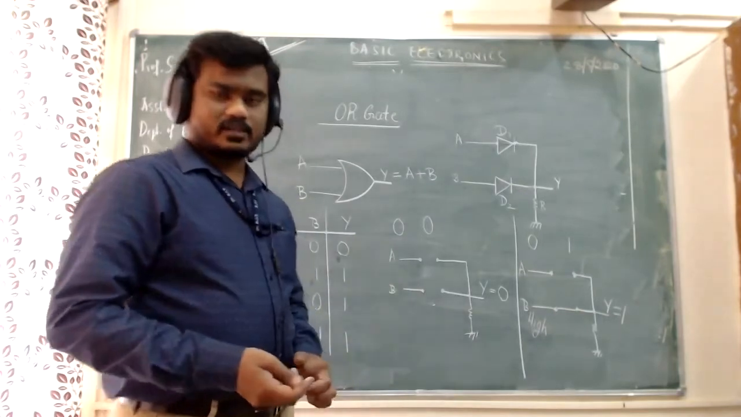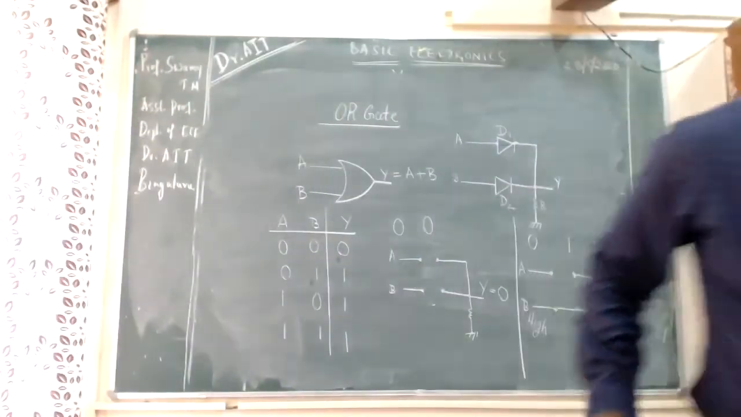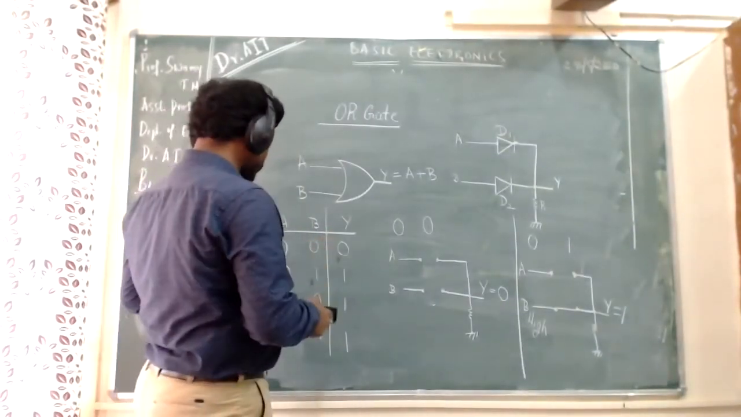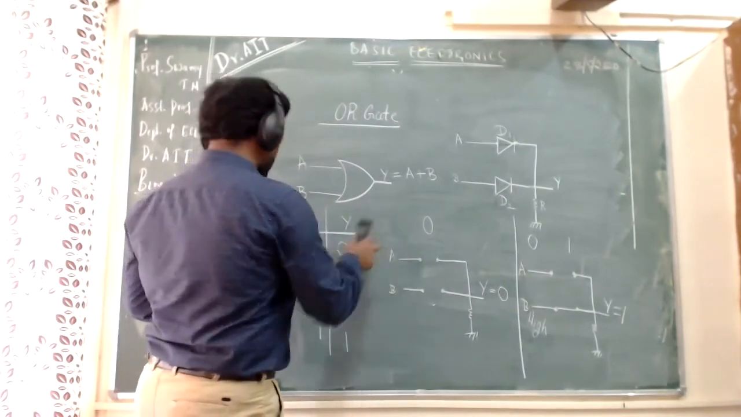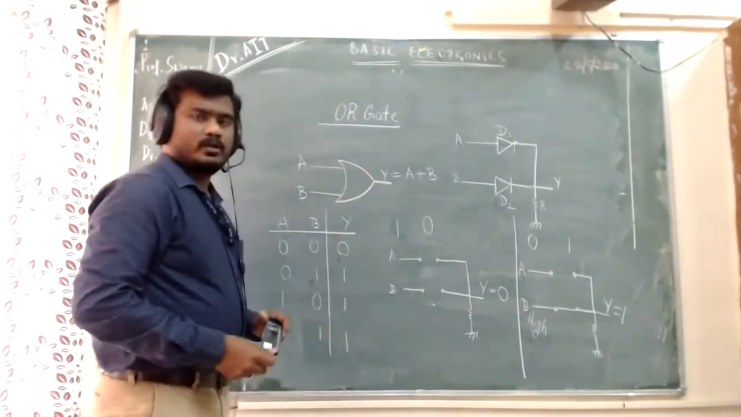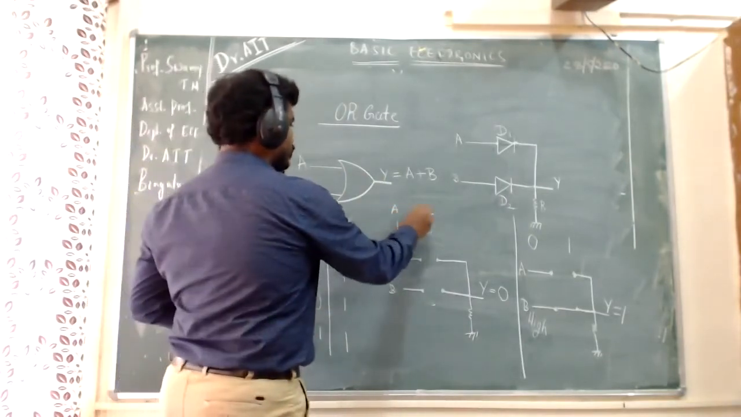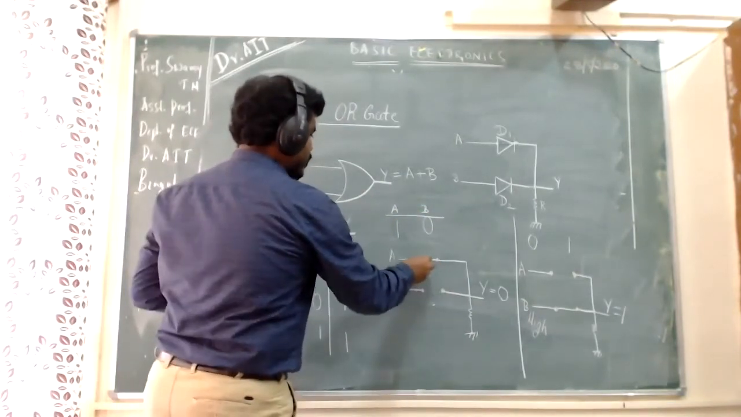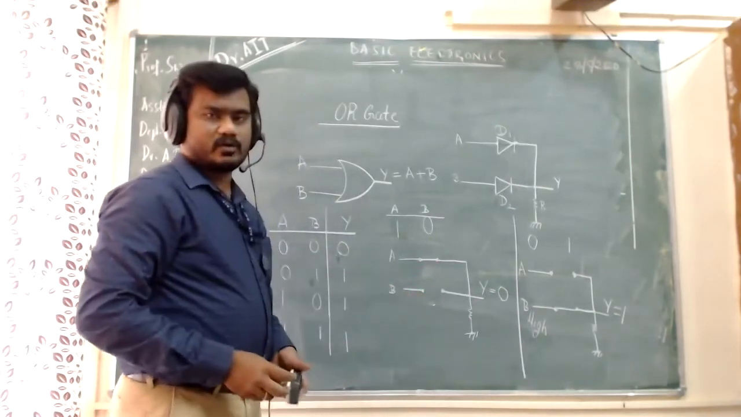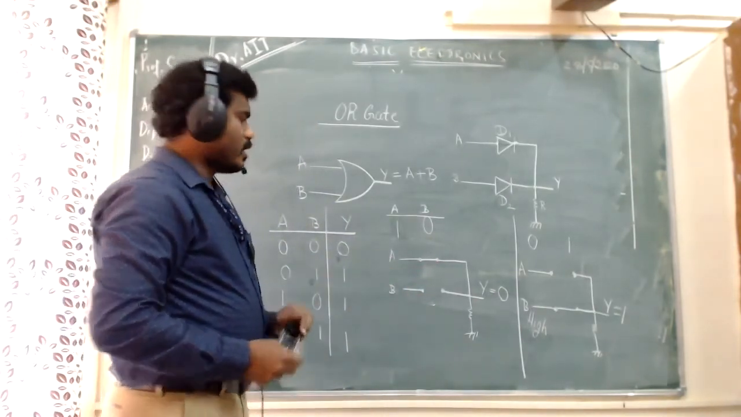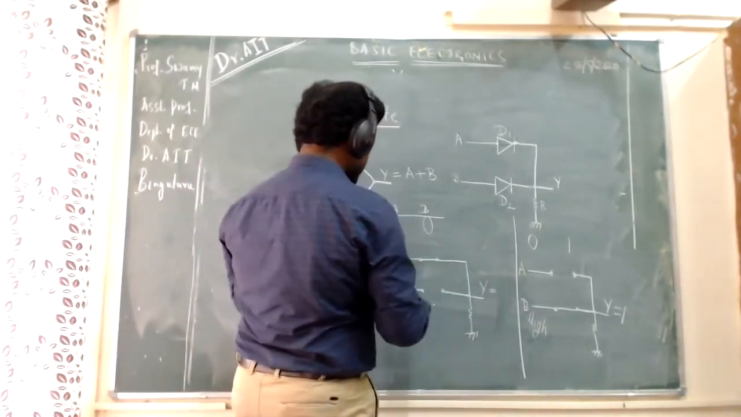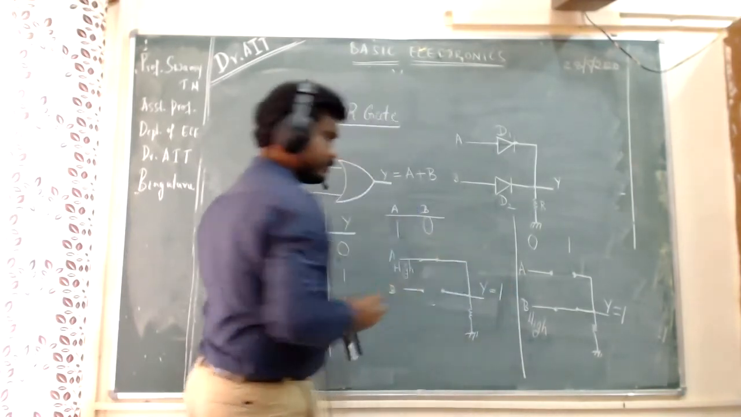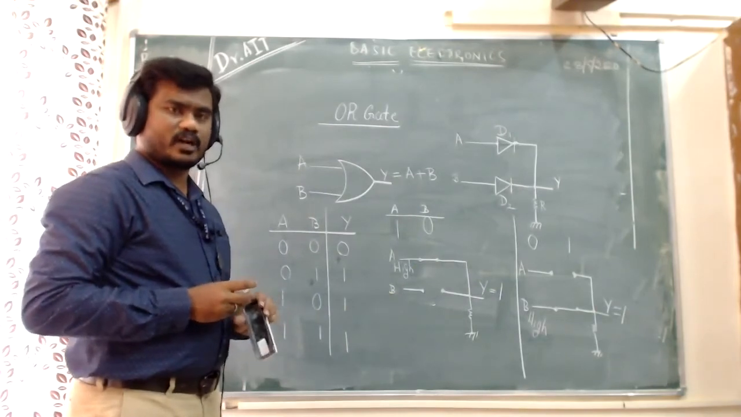Similarly, we can do the third case also. The third case is when A is equal to 1 and B is equal to 0. What will happen? A equal to 1 means this diode is short circuited, and B equal to 0 means diode D2 is open circuited. In this case, since A is at logic high, the output is logic high. I hope you are understanding it.